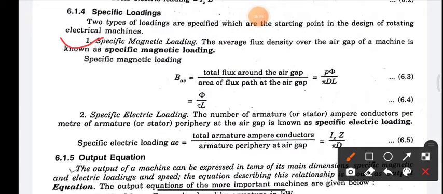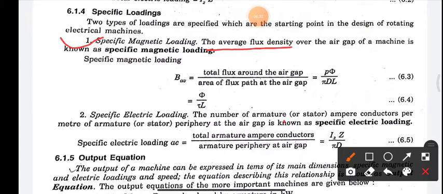Now what is specific magnetic loading? These formulas which we are seeing here will be very useful in deriving the output equation, so you have to remember these equations also. Now when we move to the specific magnetic loading, what is it? It is nothing but the average flux density over the air gap of the machine.